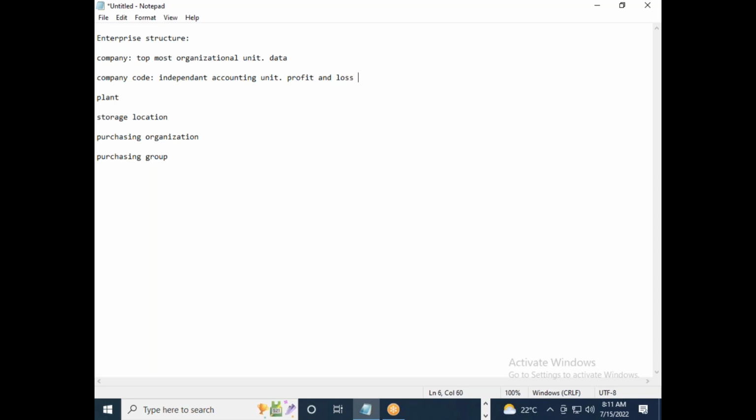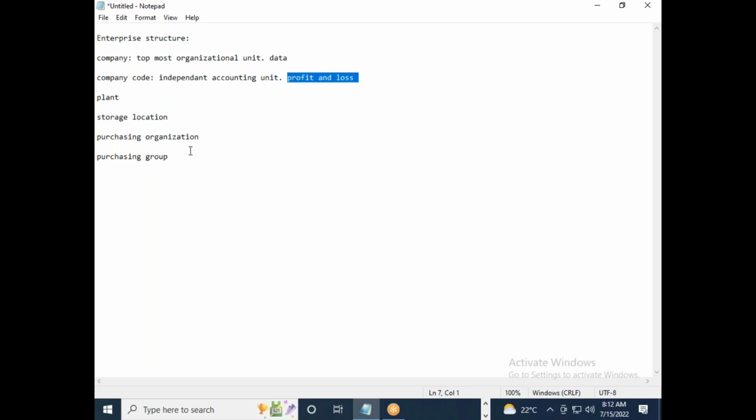Suppose you take the TCS company. At each and every quarter, which is 3 months, TCS will be displaying how much profit percentage they got, or how much loss percentage they got, and the company code will also have its own share market prices. So that is the definition of a company code: an independent accounting unit, having its own clients and its own profit and loss statements.